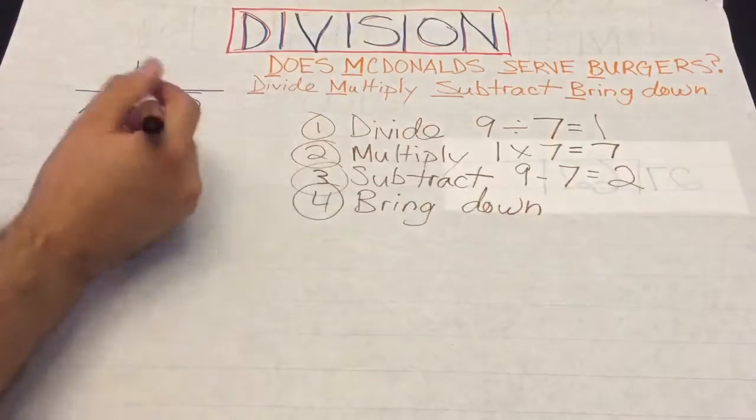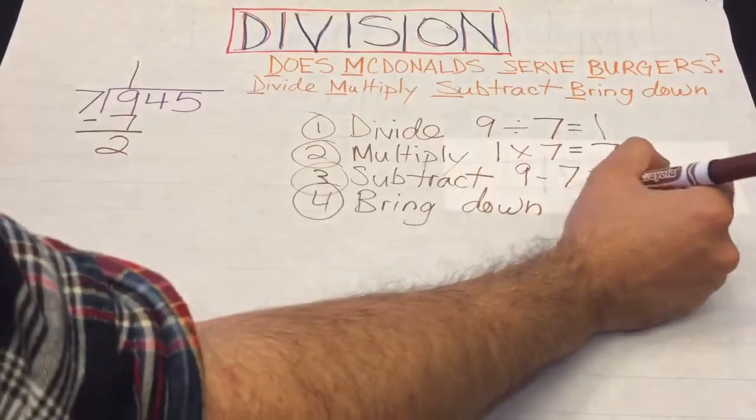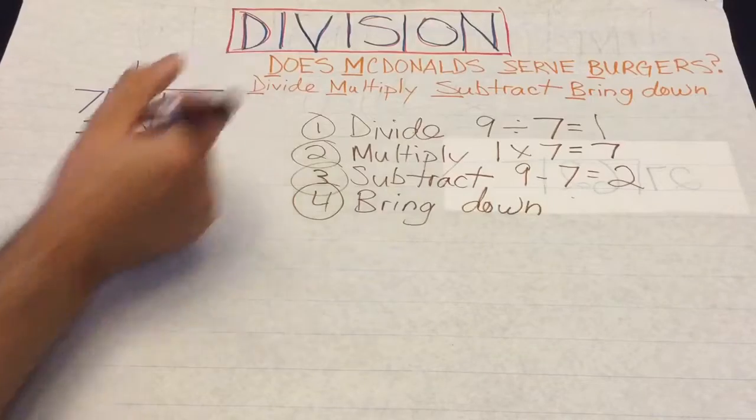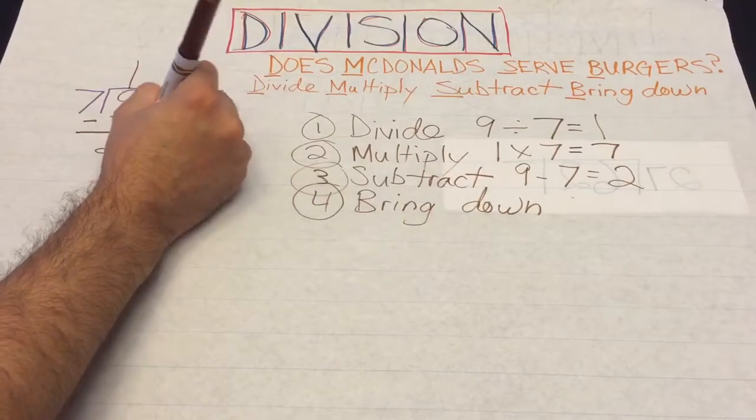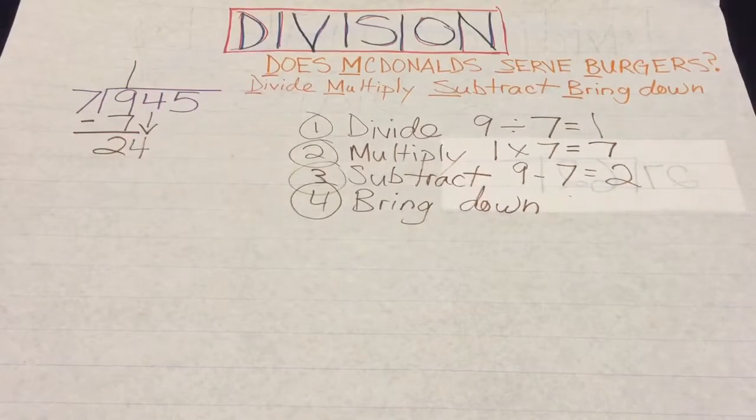And what are we going to bring down? We're going to bring down the number 4. So let's put a little arrow there, and we bring down the number 4. Now we can go on to the next digit.